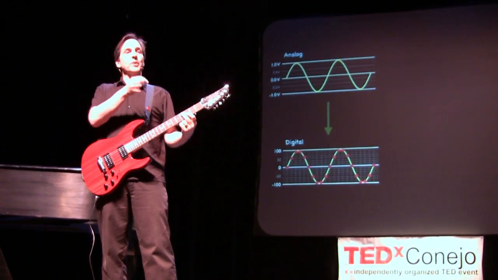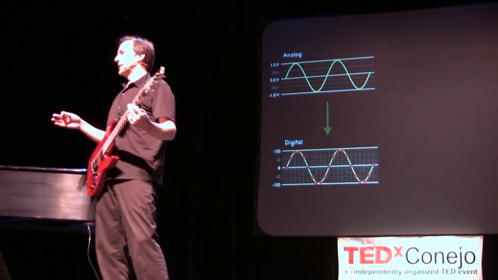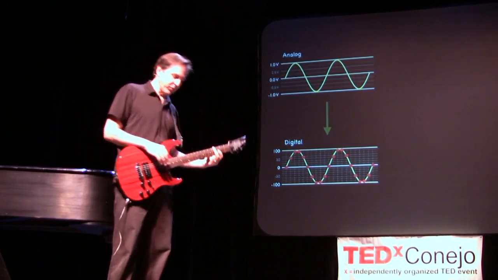We take these points and at the right point in time, convert it back to its voltage, and then connect all these dots together in a continuous shape to turn it back into an analog waveform.